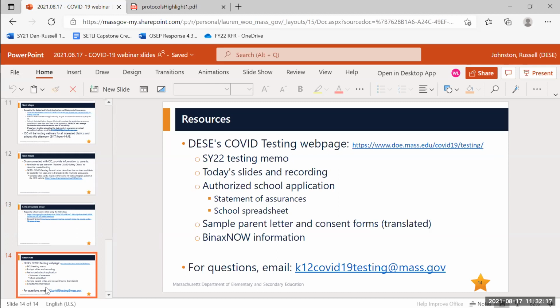Everything that you need in the way of an application process, sample letter, and all the information about Binax Now is in one location this year. Last year, if you recall, there was one location for Binax Now, another location for pool testing at the time. Now we've combined it all into one so that you can get all the information that you need. And as always, don't hesitate to reach out to our COVID-19 testing email address for any questions that you might have.